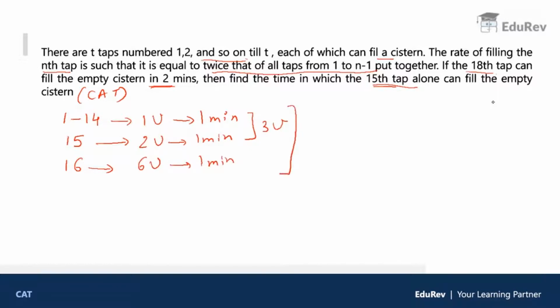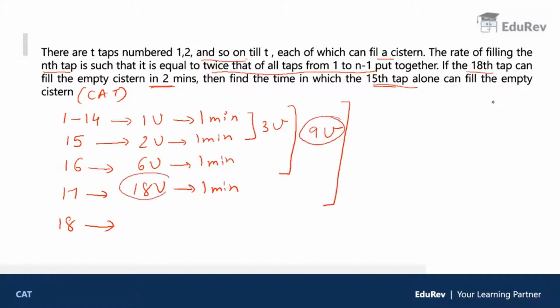Now what is the total? It will be 6 plus 3, which is 9 units. So the 17th tap will fill double of 9, that is 18 units in 1 minute. Now the 18th tap will fill double of 9 plus 18, which is 27 units. So the 18th will fill double of 27, which is 54 units in 1 minute.